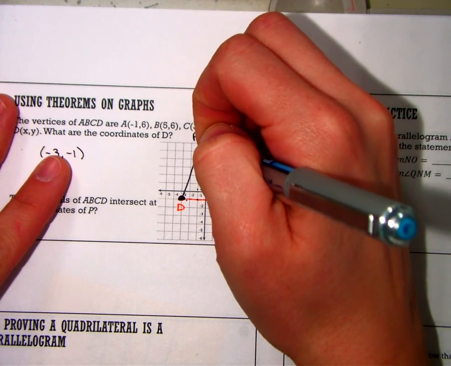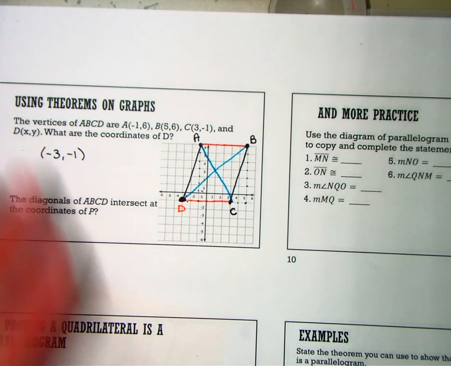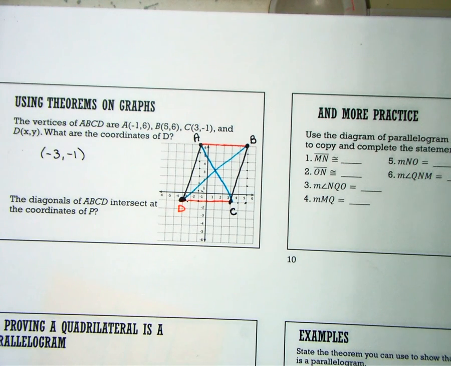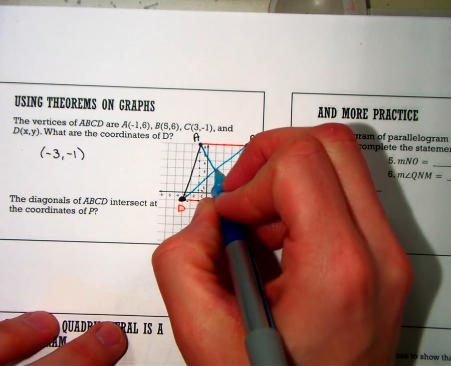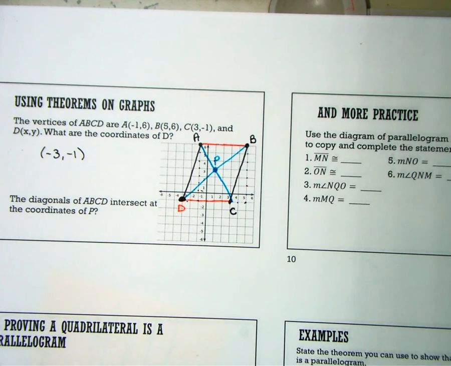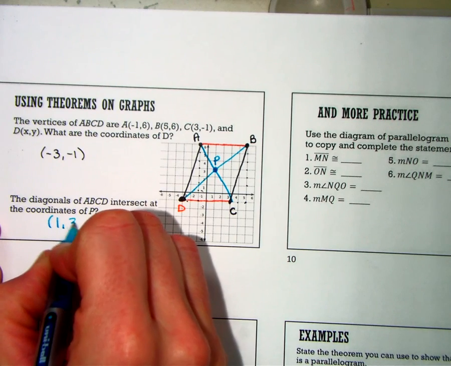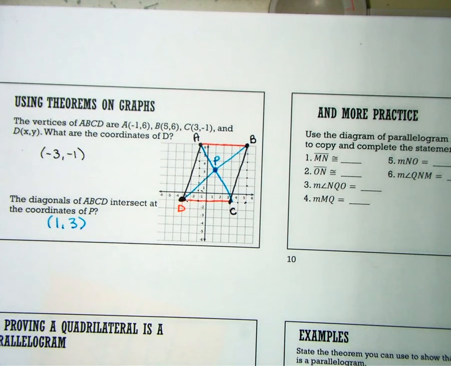So go ahead and draw in your diagonals for AC. You already have the picture, so we're going to draw in the diagonal. And then we're going to draw in that diagonal. It says the diagonals intersect at the coordinates of P. So the coordinates of P right here would be, now if you drew your lines true, like they were actually straight lines, they should intersect at a nice point. Okay, so mine intersected at 1, 3. Yours intersect at 1, 3. So those are the coordinates of 1, 3.